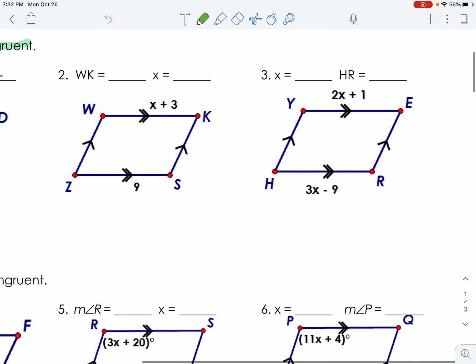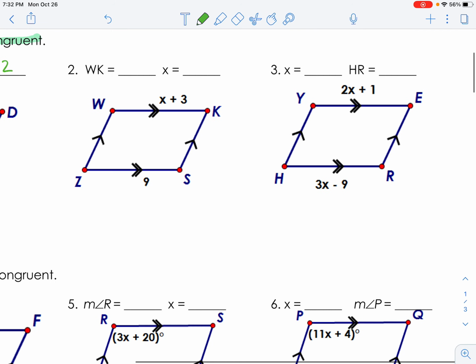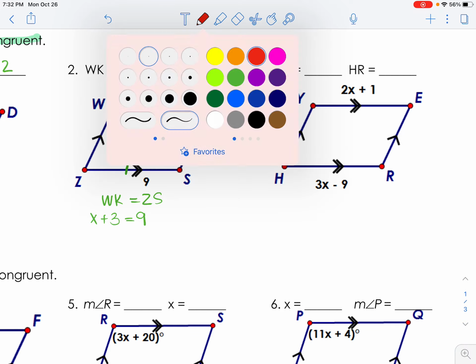So I notice in number 2 I have some x's, so some variables. We want to solve for WK, but I do see a variable there, so I'm going to have to do some algebra. I know that side length WK is congruent to side length ZS. And since they're congruent, that means that their side lengths are equal. Therefore, I can say WK equals ZS and plug in what we know. We know WK is the expression x plus 3, and we know ZS equals 9. And now I'm going to solve this equation for x.